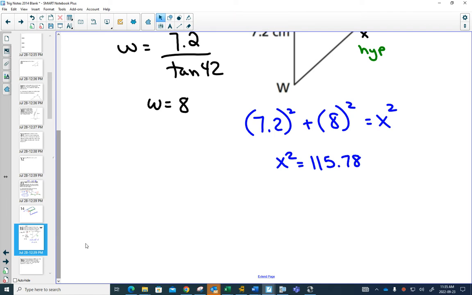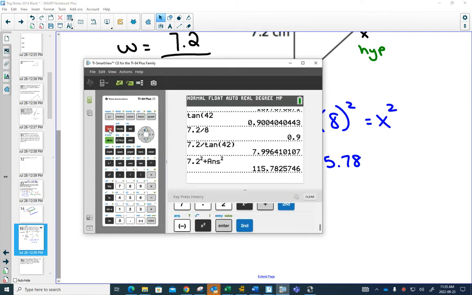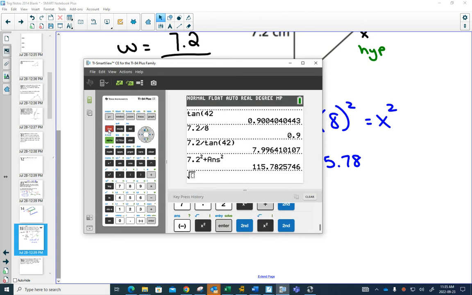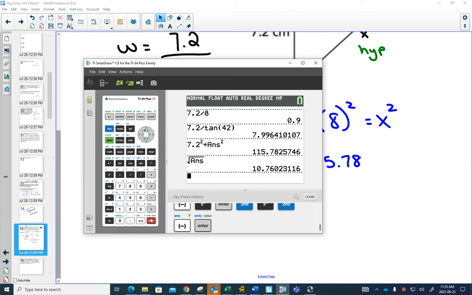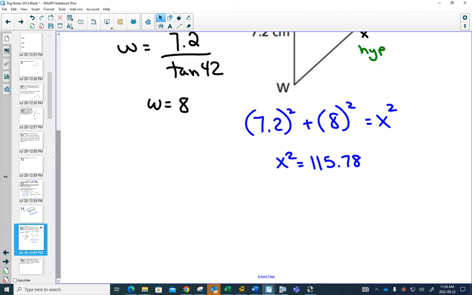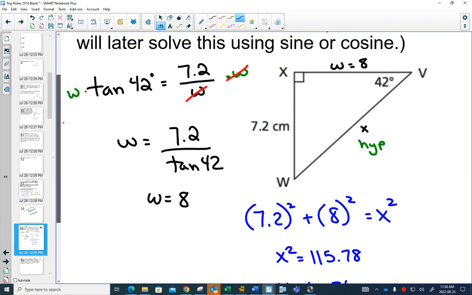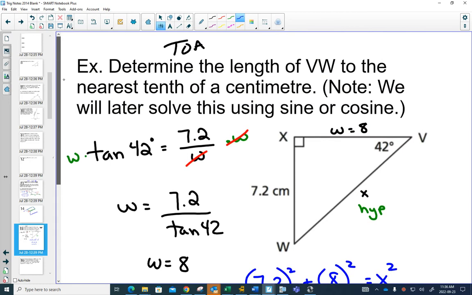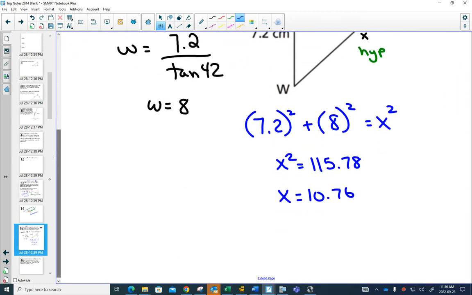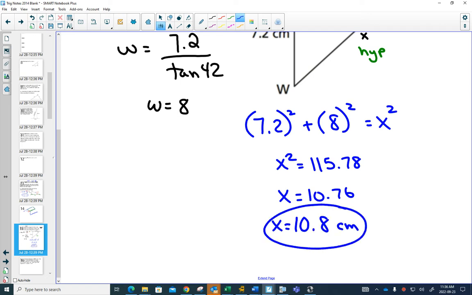What's the opposite of squaring? Square rooting. I square root that answer. So what I did here is I didn't round until I got to my final answer, 10.76. I'm going to reread my question to see if it said round to something, to the nearest tenth. So x will be 10.8. I checked my units. There's my final answer.